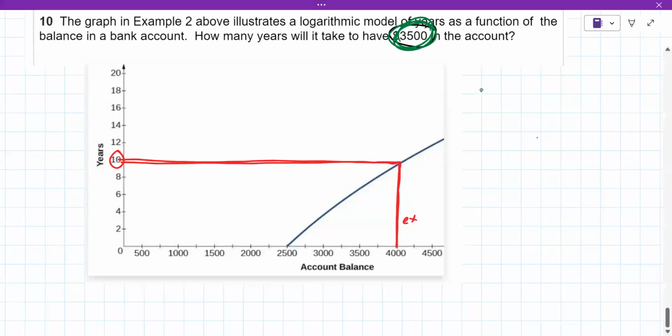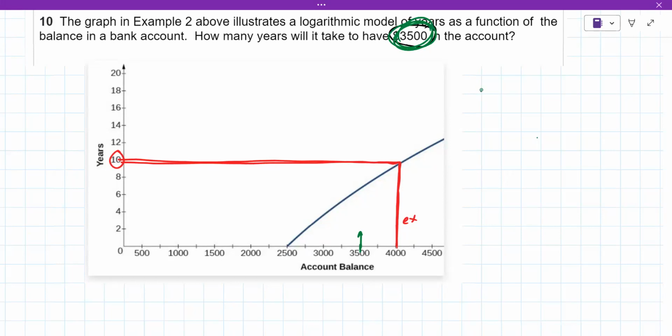But your problem is 3,500. So you have to start your line at 3,500 and decide where it hits the graph, and then go straight left. Got it. It's not 10 years. It's less than 10 years. Okay.